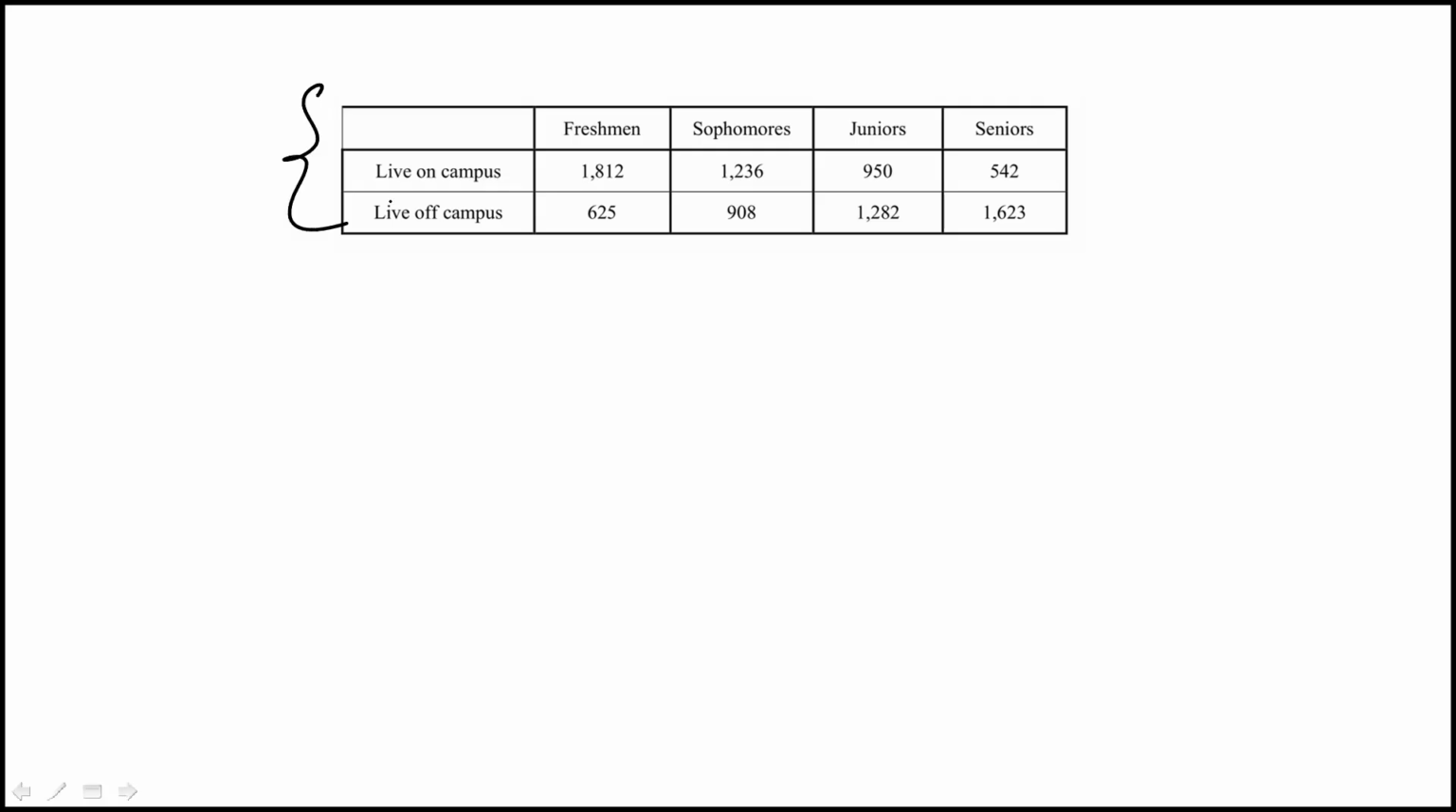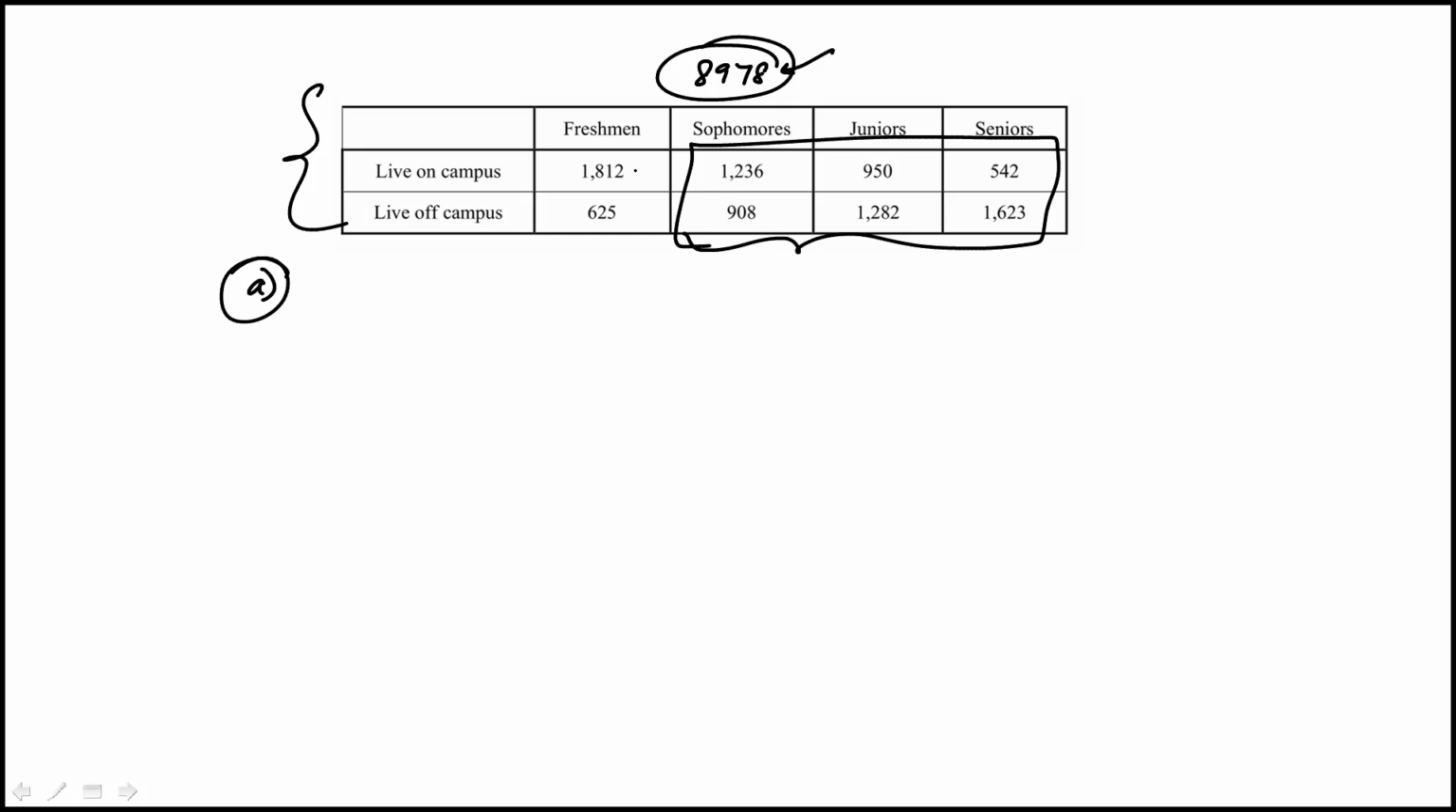So in this question, we're given this distribution of 8,978 full-time students. I'll start with A, which says if one full-time student is selected at random, what's the probability that the student who's chosen will not be a freshman? So we're looking at this remaining pool. We know the total is 8,978, so we can actually just subtract these two numbers.